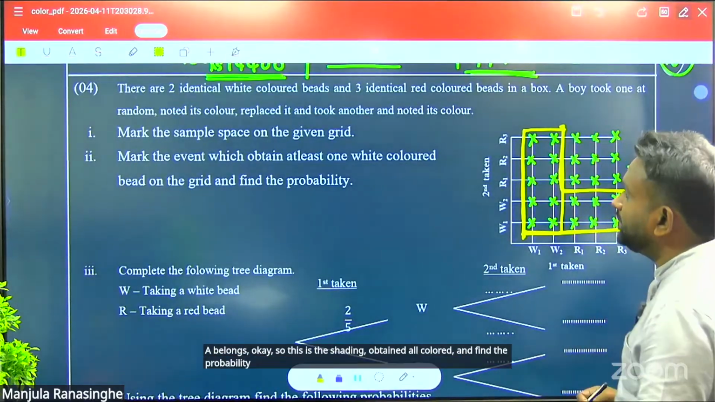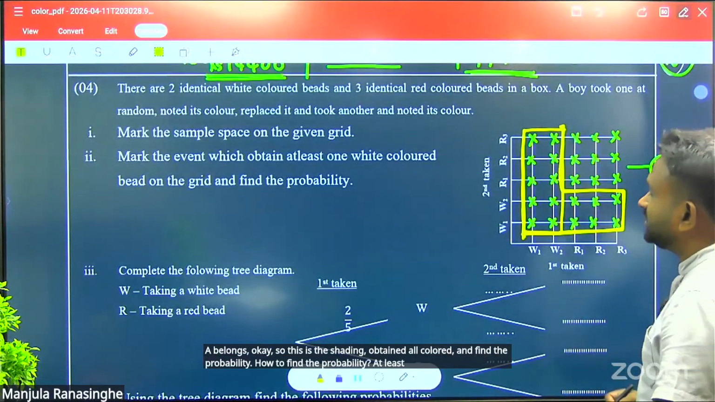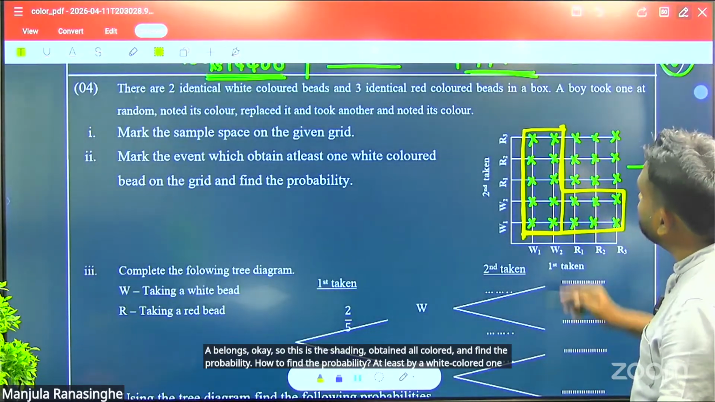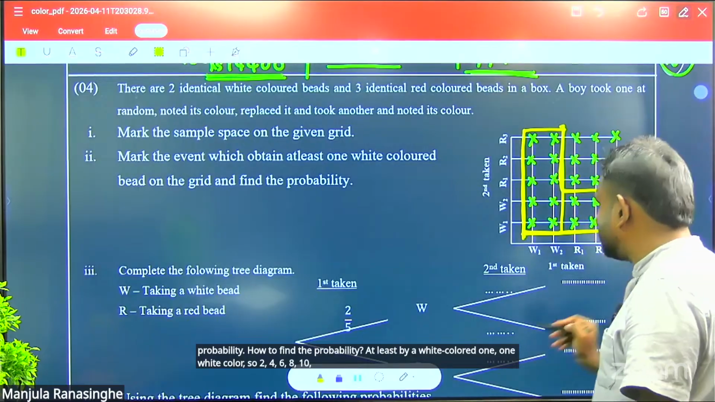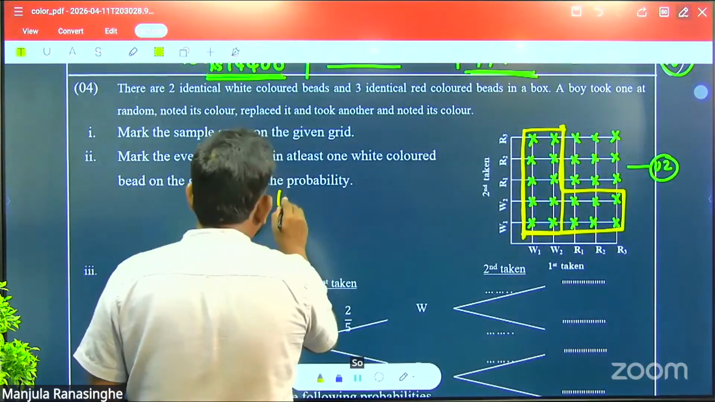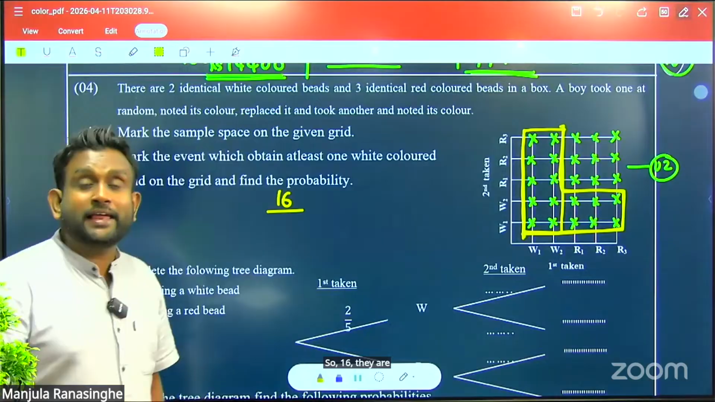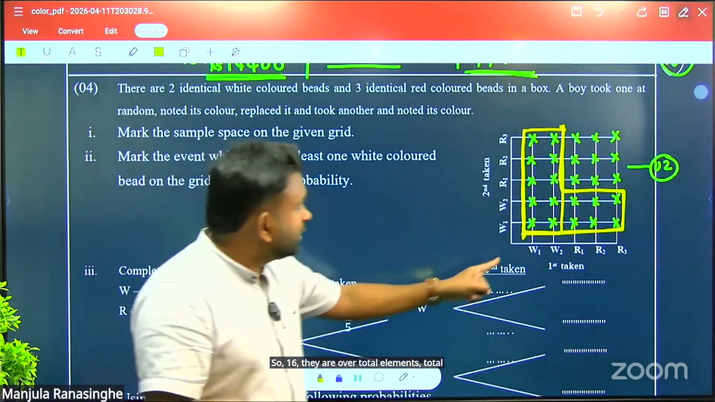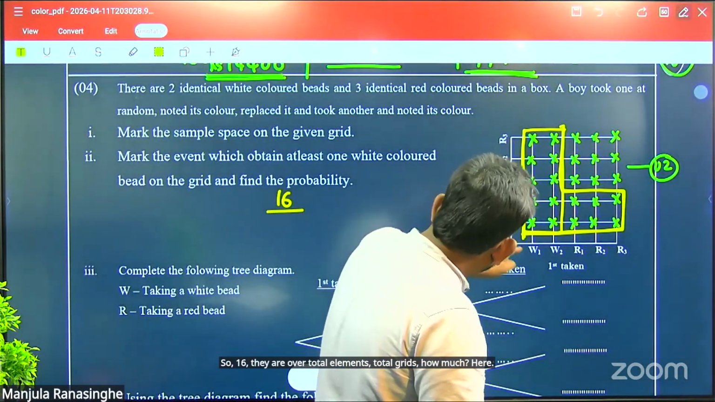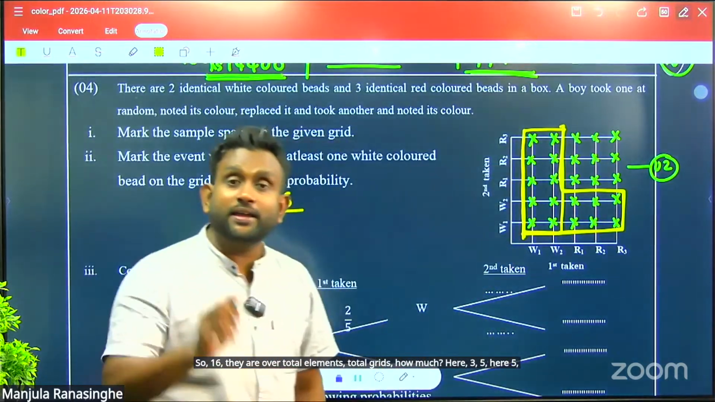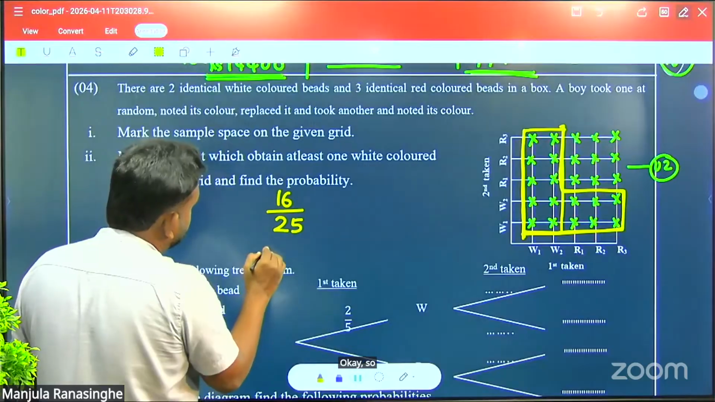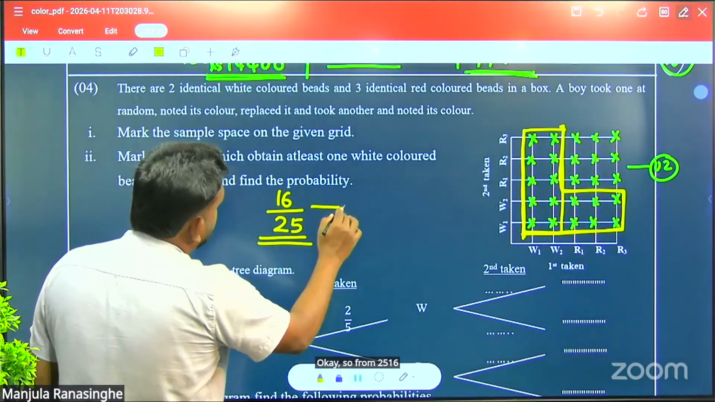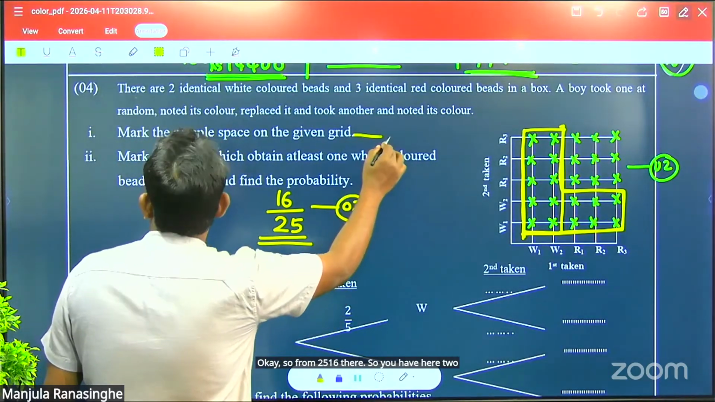How to find the probability? At least one white colored. So 2, 4, 6, 8, 10, 12, 14, 16. So 16 over the total elements, total grids. How much? Here 5, here 5. 5 into 5 multiplied gives you 25. Okay, so 16 out of 25. So you have here 2 marks, here 2 marks.